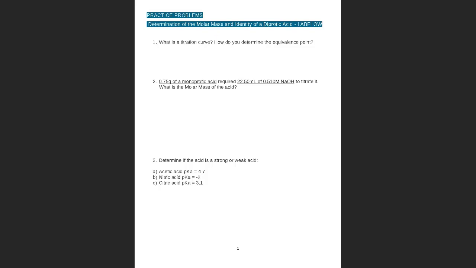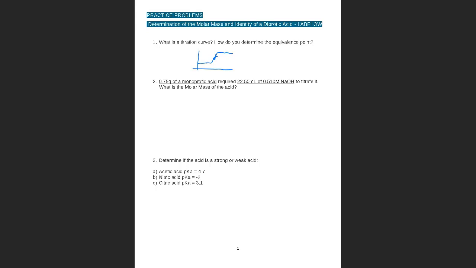We saw how the graphs look, and we saw that it has something like that. So in the steepest slope in the curve, we are going to find the equivalence point. Does it make sense? Okay. Let's go to the second one.